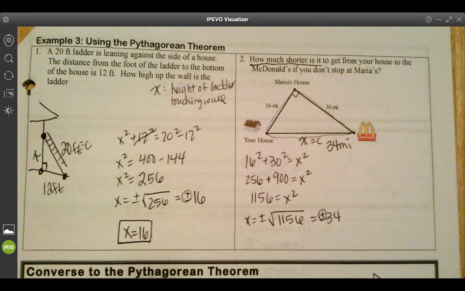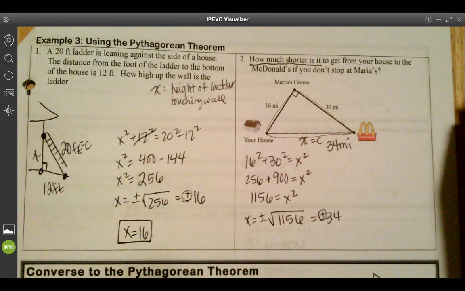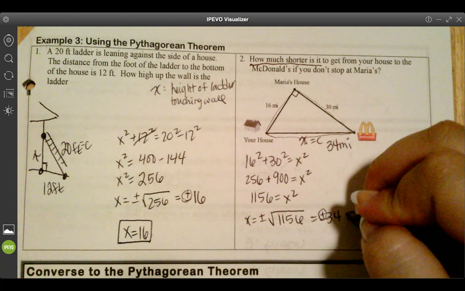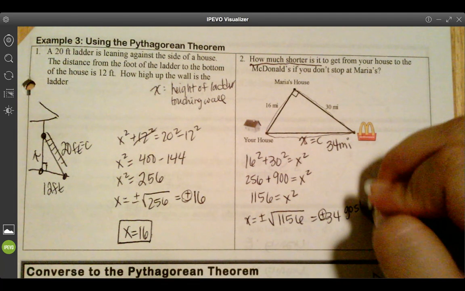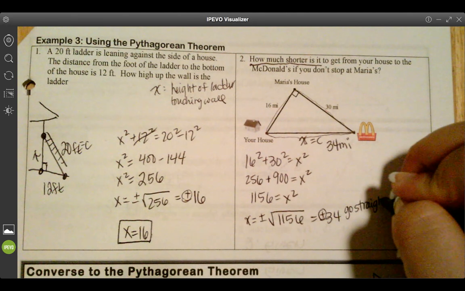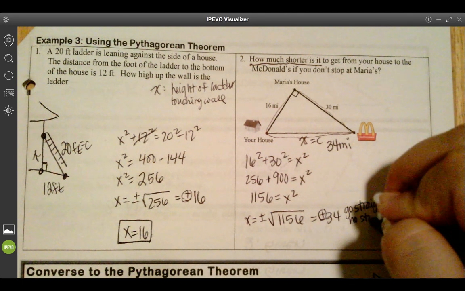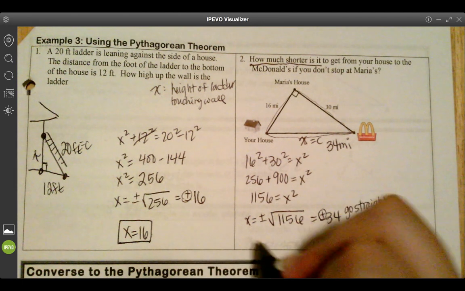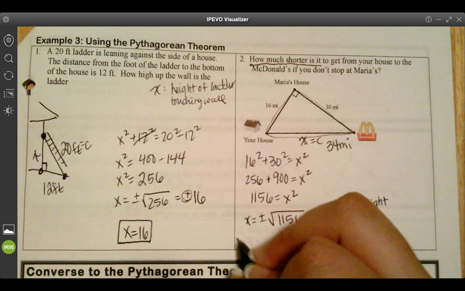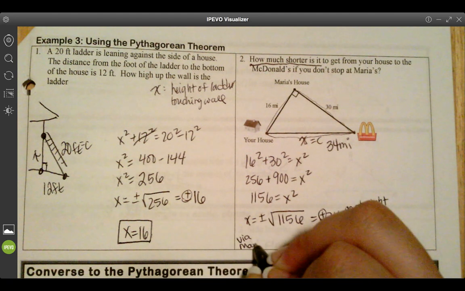34 miles to McDonald's. But the question wasn't how long it is to get to McDonald's. The question is how much do I save by not stopping at Maria's? And so this is if I go straight to McDonald's. Go straight, no stop. Okay.